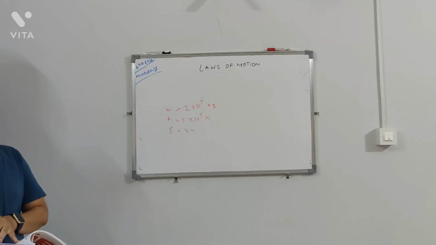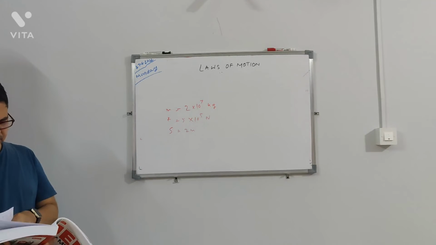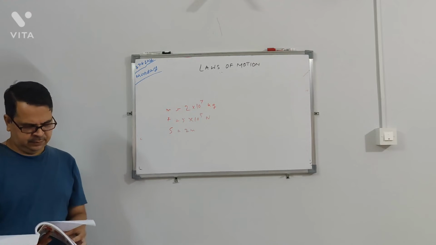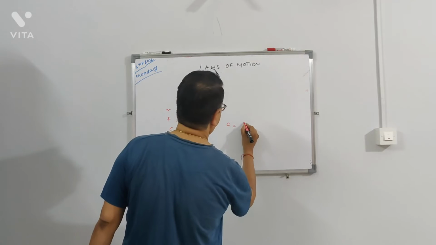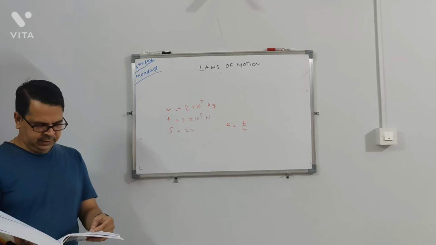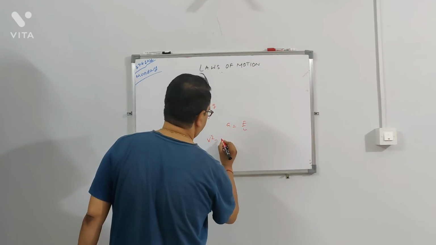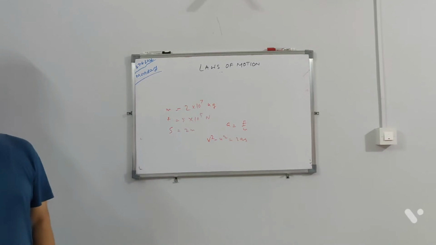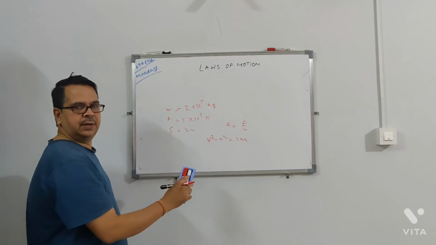Assuming that the resistance due to water is negligible, what is the speed of the ship? First you can get your acceleration. So acceleration is equal to F by m. After you know the acceleration, you can use the formula v square minus u square is equal to 2as. These are some of the numericals on Newton's laws that you can do.